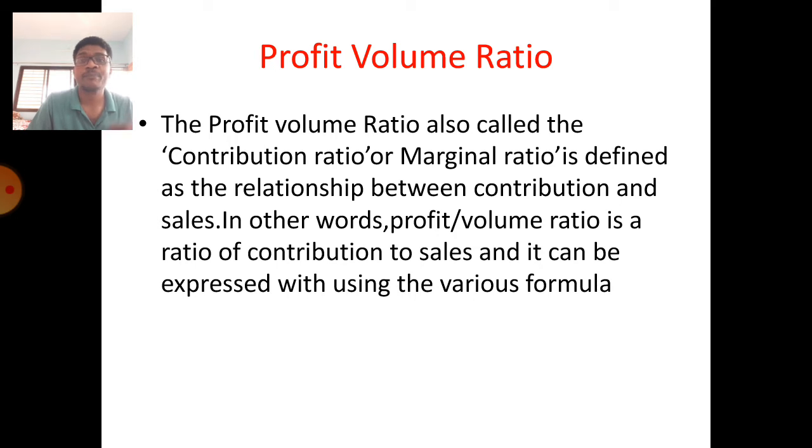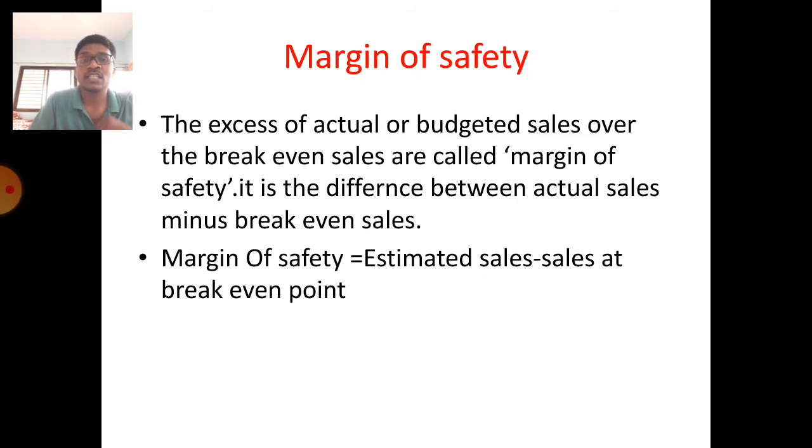The last most important thing in marginal costing is the margin of safety. The excess of actual or budgeted sales over the break-even sales is called the margin of safety. The margin of safety is the difference between the actual sales and the break-even sales. Calculating the margin of safety is very important in marginal costing. At each production level, we calculate the margin of safety for the safety of the product and sales price, and to give the maximum profit.